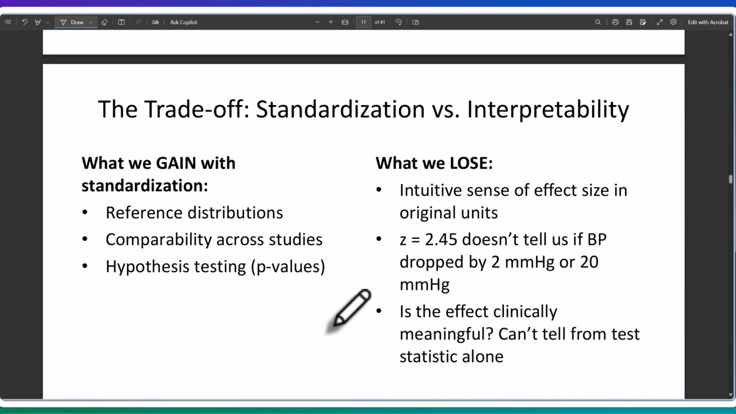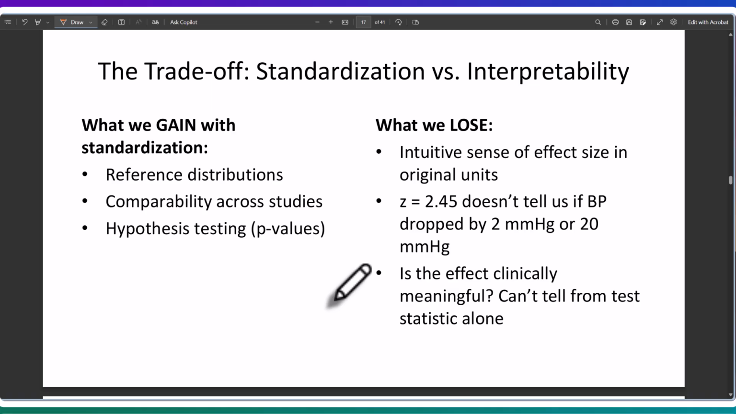And that's a nice property, because then we can always have some kind of intuitive sense of how many standard errors away that we actually are. So we gain this reference distribution, having the same distribution to compare it to. It allows for comparability, and that's what allows us to construct things like a p-value quite quickly.